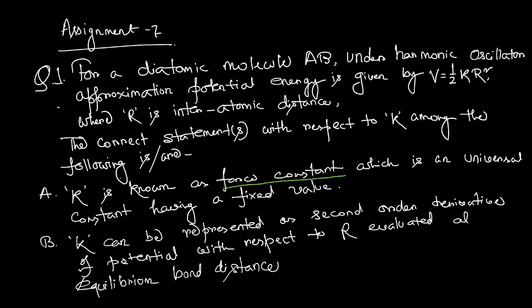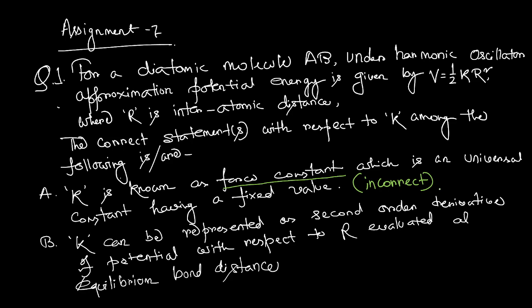Suppose you have carbon monoxide. It has its own vibrational frequency, but if you keep it in a different environment where the bond elongates, then the bond strength will decrease, and due to that the force constant will decrease. So the force constant is not a universal thing. It depends on the bond strength of a molecule. So this statement is incorrect.